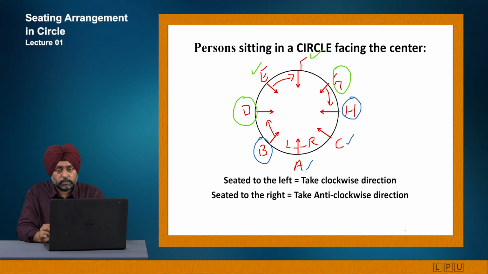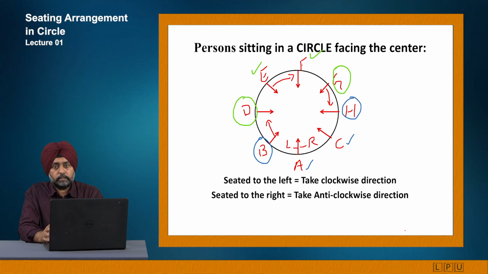Always place or mark the people in a circle first. Count the number of people in the circle, make a circle, mark the positions first. If there are 6, 7, 8, however many people there are in the line, count those people, mark their positions in a circle before starting, and then start placing those people on those positions. And secondly, the things that we have learned: left means clockwise and right means anti-clockwise.